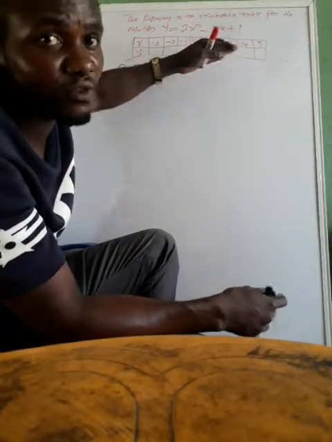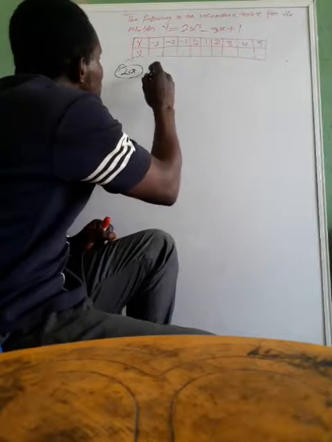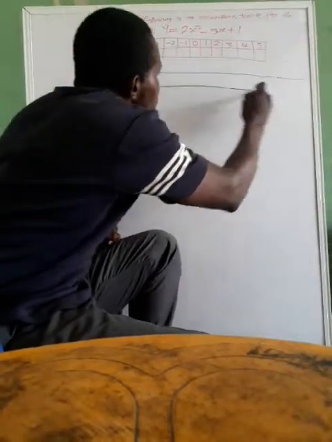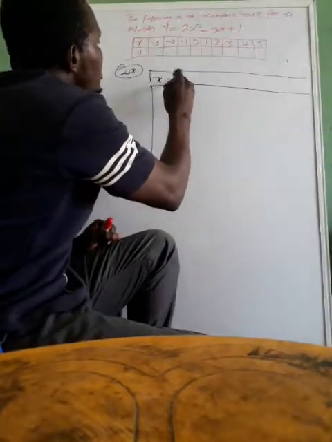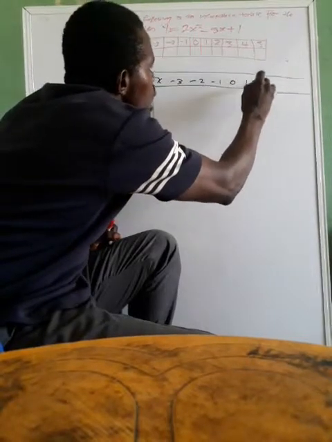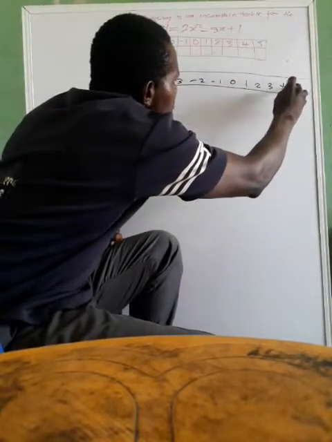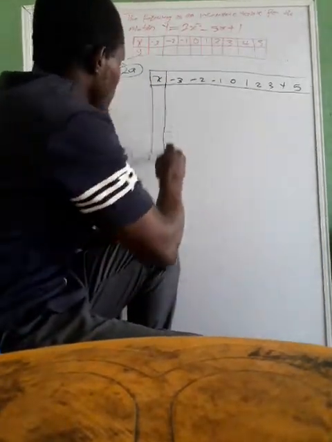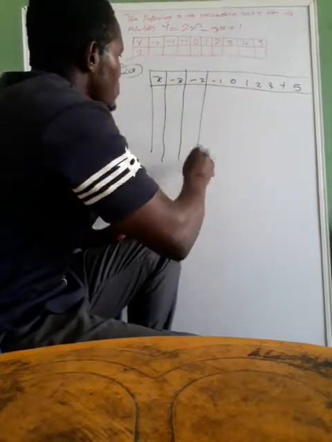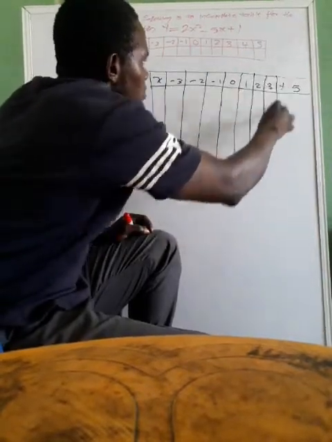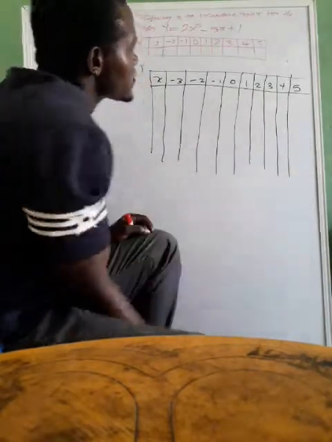But they've already provided it. So what you do is this: you rule a table, a line, having a table of graph, x: minus 3, minus 2, minus 1, 0, 1, 2, 3, 4, 5. So that's what I'm having. I'm solving number 2a of the question. I say we should copy and complete the table, so that's what I'm doing now.